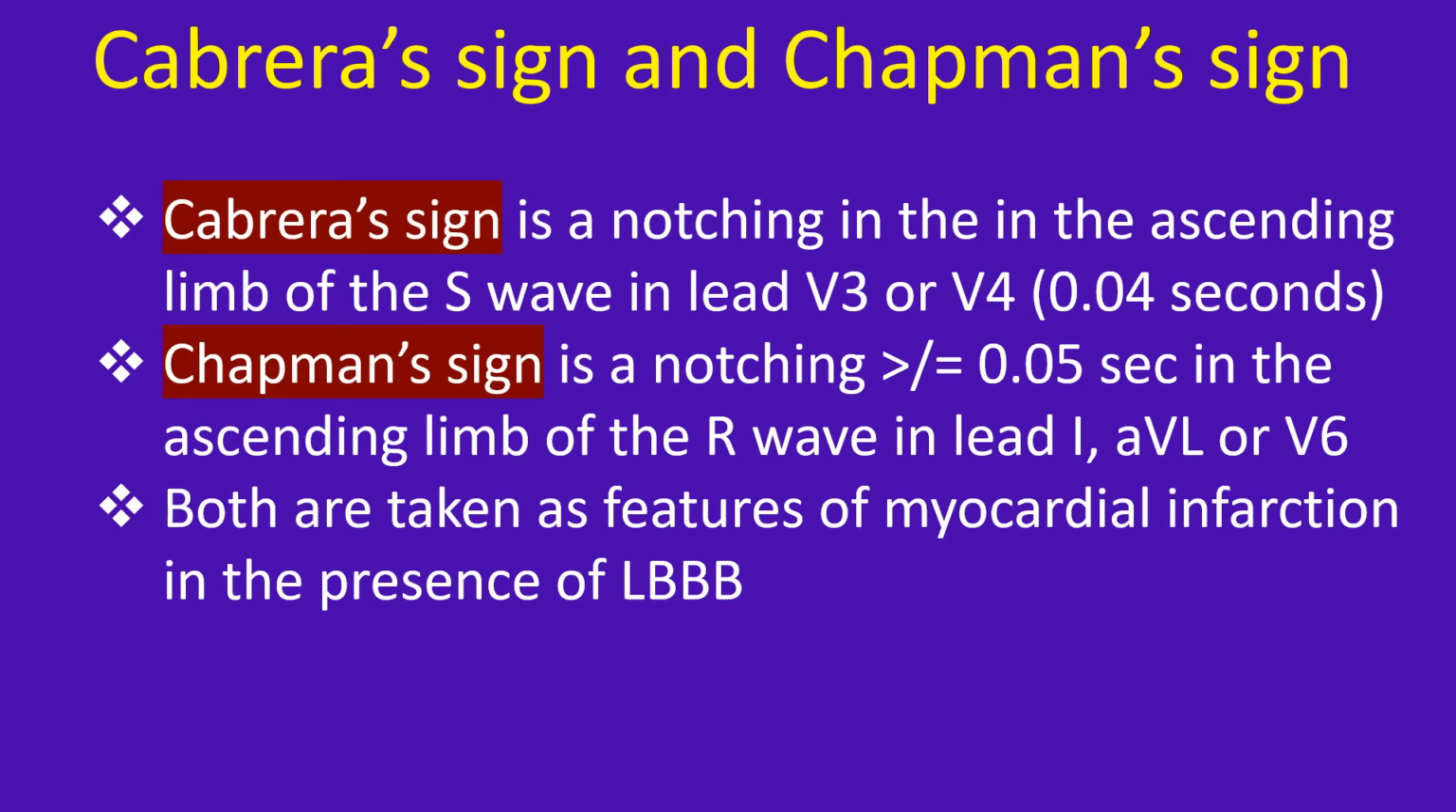Cabrera's sign is a notching of 0.04 seconds in the ascending limb of the S wave in V3 or V4. Chapman's sign is a notching of more than or equal to 0.05 seconds in the ascending limb of the R wave in lead 1, aVL or V6. Both are taken as features of myocardial infarction in the presence of LBBB.